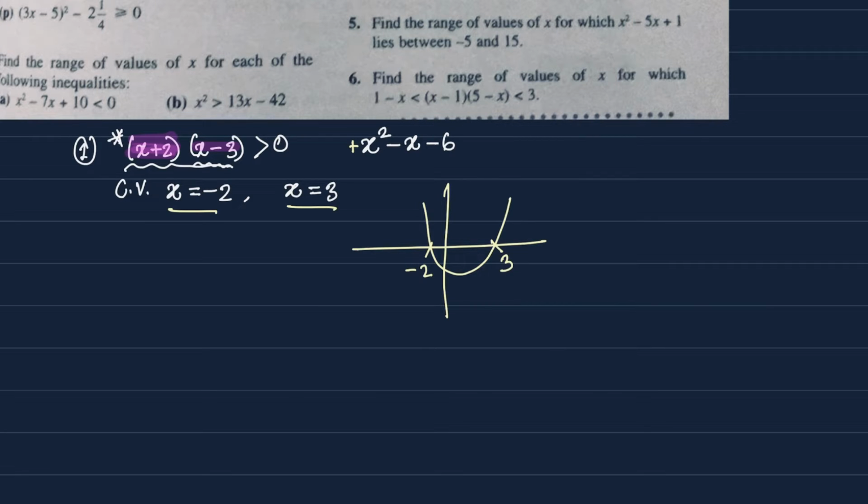So our answer will be, and the question tells us it will be greater than 0, so we will take these parts of the graph: x is greater than 3 or x is less than negative 2. So our final answer will be x is less than negative 2 or x is greater than 3.